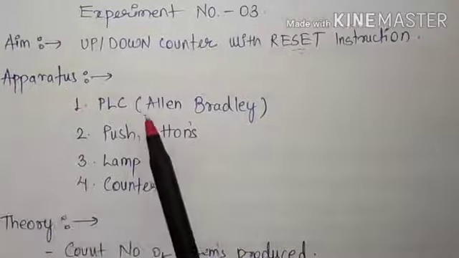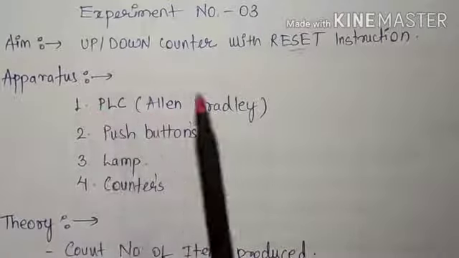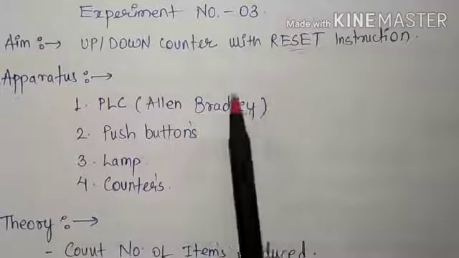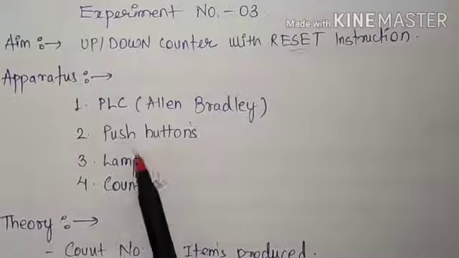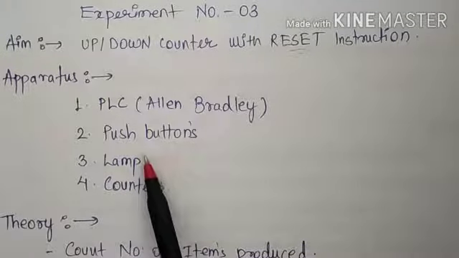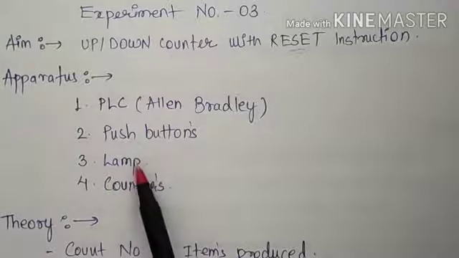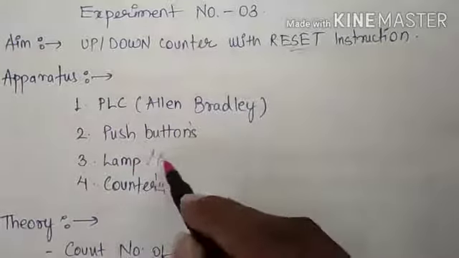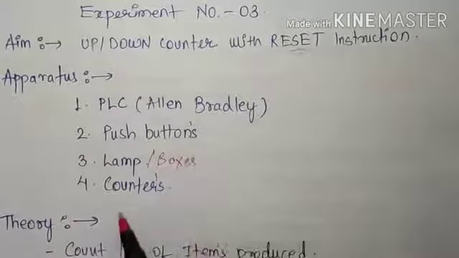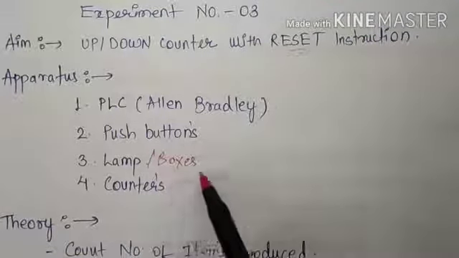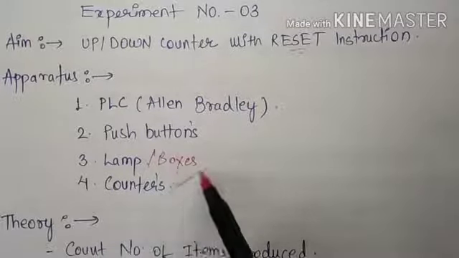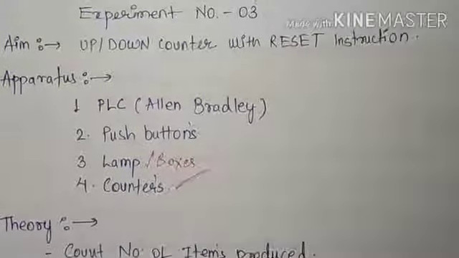For that we need this apparatus. The first one is the Allen Bradley PLC, of course, since this PLC is used. Then we need push buttons, a lamp or any other output devices. I'll be explaining one example with boxes, so instead of a lamp there will be boxes. Then the important one is the counters. We will be using counters in our experiment, and I'll discuss these counters in detail in the theoretical part.